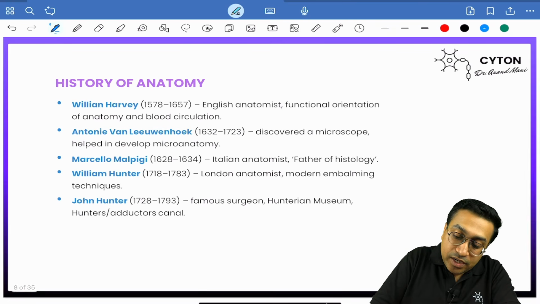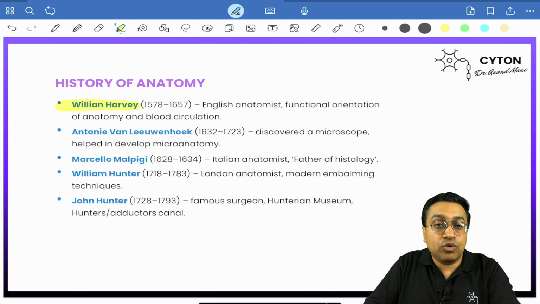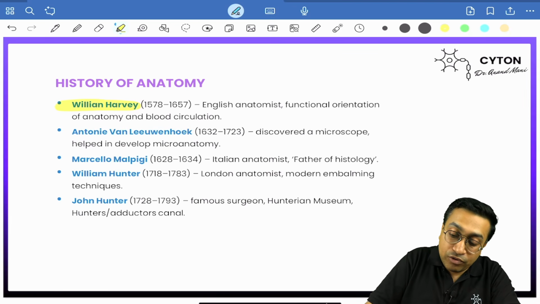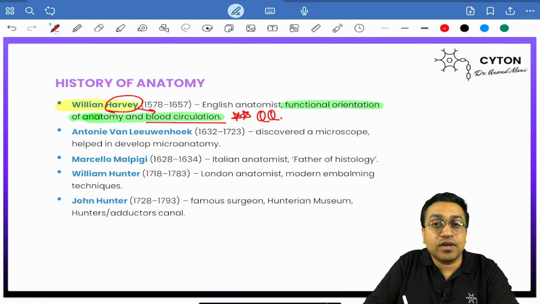Then another name in the picture is William Harvey. Now William Harvey is again a very interesting name. You might have heard of his name also. He was the one who gave the functional orientation of anatomy, and blood circulation. So even if you don't remember the functional orientation of anatomy, just remember the keyword here, blood circulation. Link the name of Harvey with blood circulation. Again, this has been asked in your MCQs.